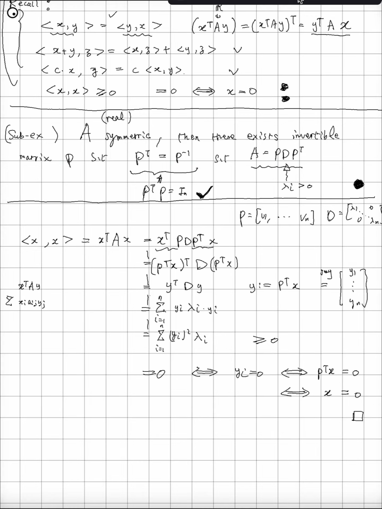But this works for symmetric matrices because, for a symmetric matrix, the eigenvectors corresponding to different eigenvalues are orthogonal automatically. That could also be thought of as a sub-exercise. That's why it works.